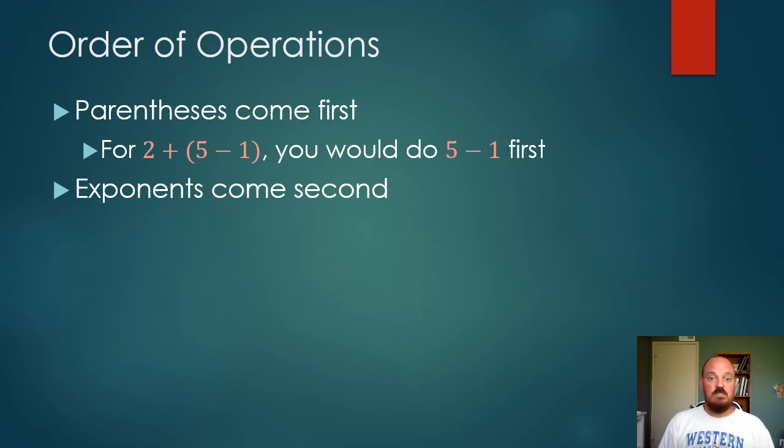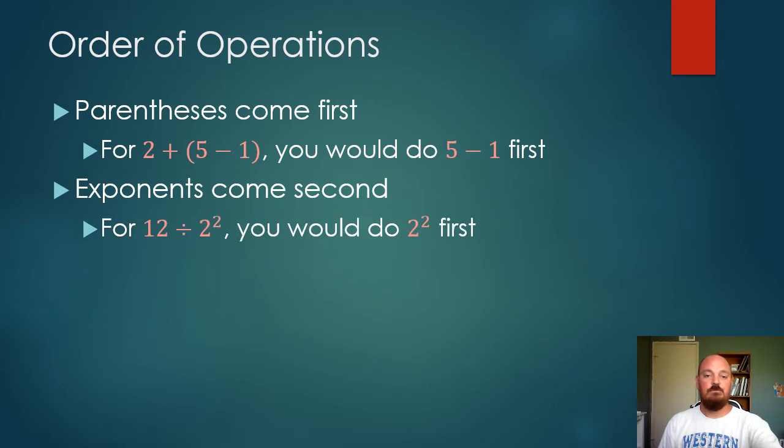Okay, after parentheses comes exponents. Exponents always come second. So if I asked you guys to do 12 divided by 2 squared, the 2 squared has to come first. When you see the parentheses, most people immediately know to do that first. But this is actually kind of a common mistake. Same as the example I showed you before. People go from left to right.